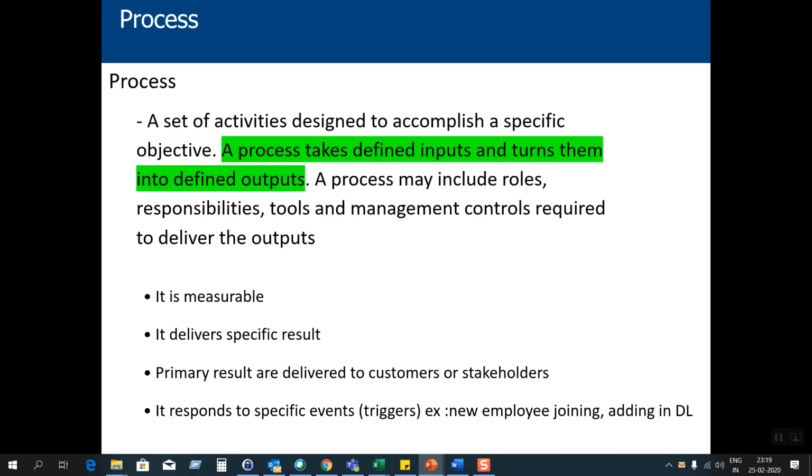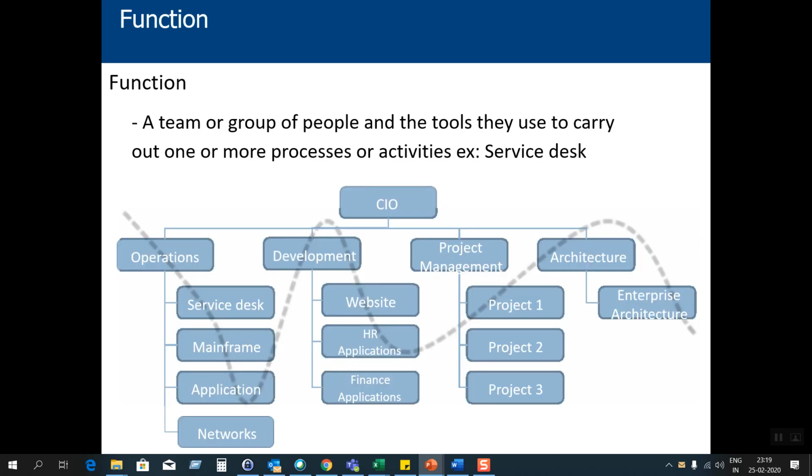So let's talk about the other concept that is called function. I would say the definition of a function is nothing but two or more processes operated by people or tools. We discussed a few minutes before what a process is, right? It takes defined input, and it provides defined output. Now what is a function? Two or more processes operated by people or tools, that is nothing but a function. This image might be confusing, but you just remember my words.